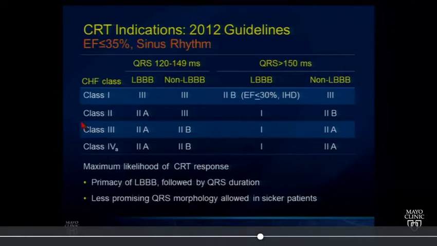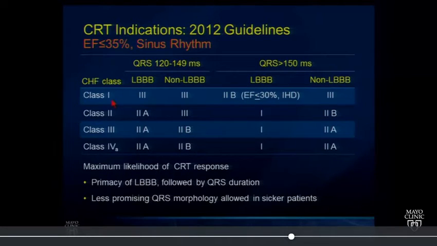If we're dealing not with class 3 and class 4, but with class 2, then the patient who has a non-left bundle branch block ECG that is relatively short, not that long, less than 150 milliseconds, should not be offered CRT. If the patient has a classic left bundle branch block, 130 milliseconds, you can offer CRT. If the QRS is greater than 150 milliseconds, whether it's left bundle branch block or not, you can offer CRT to the class 2 patient, though the strength of evidence is greater for left bundle branch block.